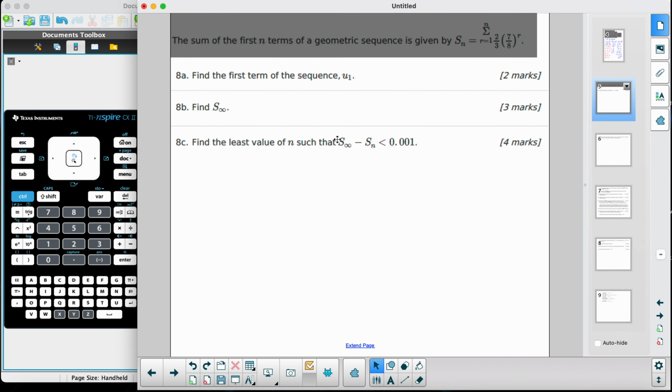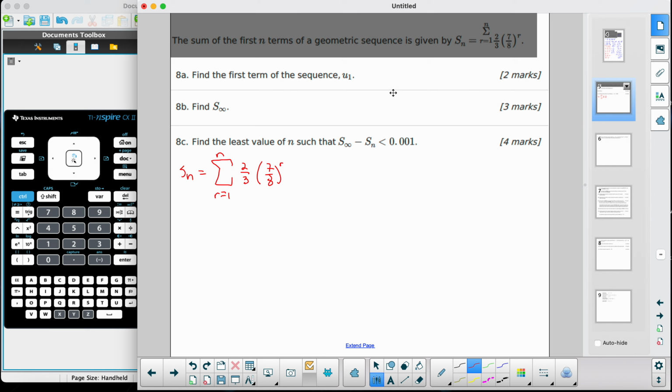So the sum of the first n terms of a geometric sequence is given by that thing. I think how that is supposed to look is like this: S sub n is equal to the sigma notation, from r equals 1 to n of 2/3 times 7/8 to the r power. Find the first term of the sequence.